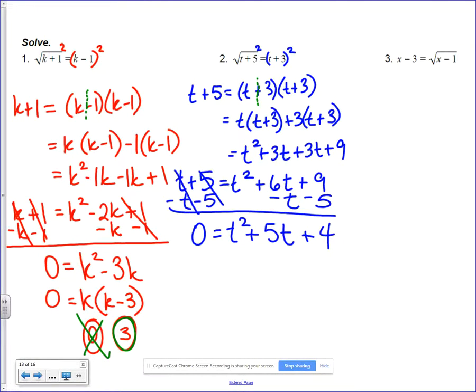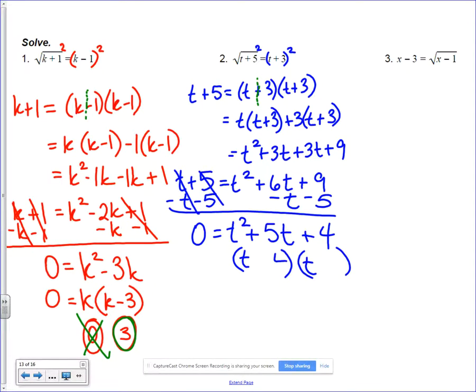Does it have a GCF? Can I take anything out of all of those? So now I got to make 2 binomials. Is this going to be the long way or the short way? Because this starts with a 1, what can I start with in here? T's. What do I need factors of? Factors of 4 that will add to 5.